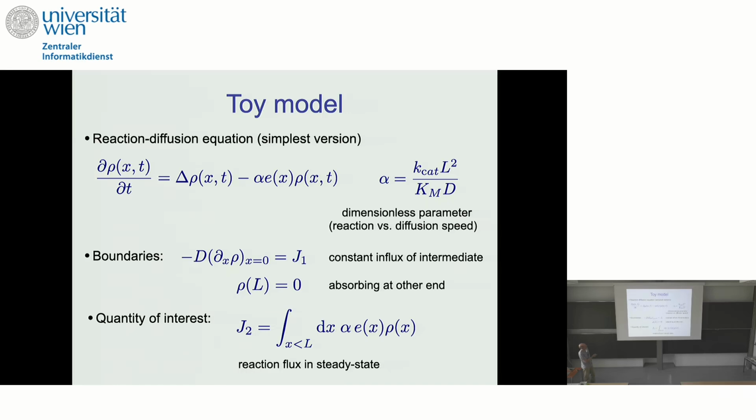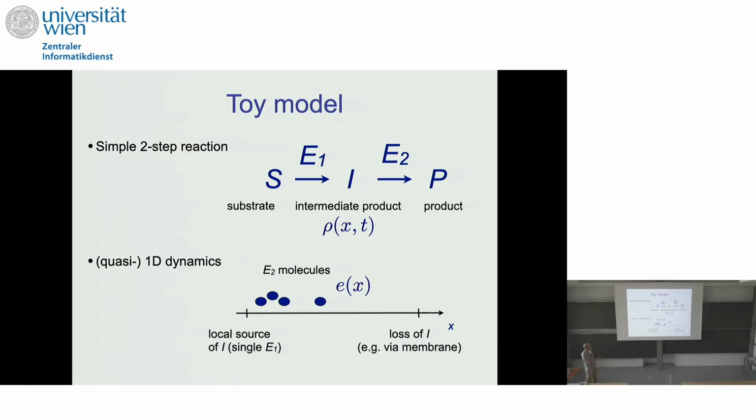So that gives you some intermediate distribution, and the output flux is this integral. You're trying to optimize that. E is the second enzyme. So here we are assuming the first step is sort of sitting at the boundary here. So I'm simplifying the problem to the absolute minimum here, just to get out the physics.